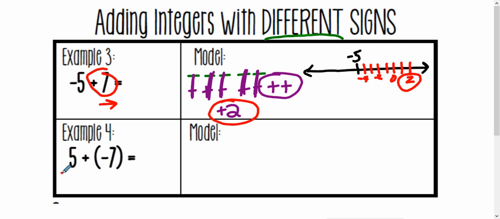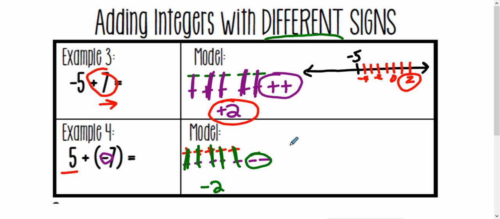I'm going to start with 5 plus signs. 1, 2, 3, 4, 5. And to that, we're going to add 7 negative signs. 1, 2, 3, 4, 5, 6, 7. Now, will these cancel or do we keep them? These are going to cancel. And what do we have left over? We have 2 negatives, so that will make a negative 2. So negative 2 is going to be my answer.